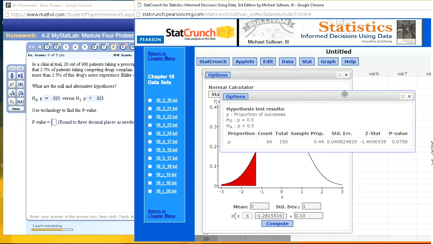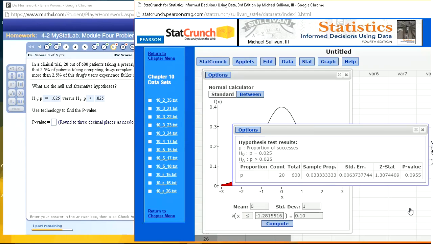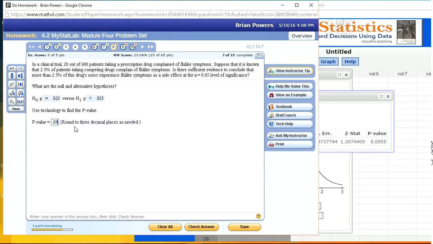Find the p-value. So again, we're going to use this. I don't know if I can just edit. Cool, I can just go to edit and change this stuff. I'm going to say now in this one there was 20 out of 600, and then the hypothesis is 0.025 compared with greater than. Just make it match and then hit compute and you've got it. It's giving us the p-value, you can see it there, 0.0955, and I'm rounding it to 3 places.